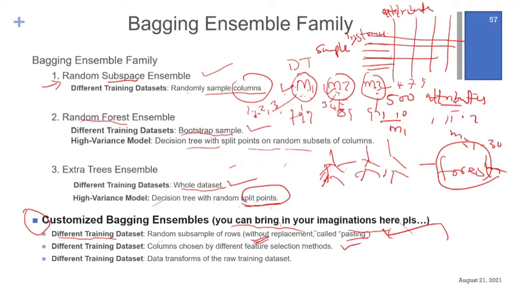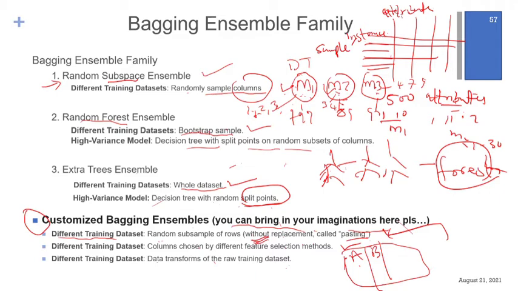Another example mentioned here is using different training data sets again, that is, data transforms of the raw training data set. When we say different training data set, it is the same general training data set that you have, but here we are sampling without replacement. So when you do without replacement, it means the data will always be different. If A is used for training in one model, in the next one it might not be there, and so on. For this one, we're using different feature selection to select the features for us.